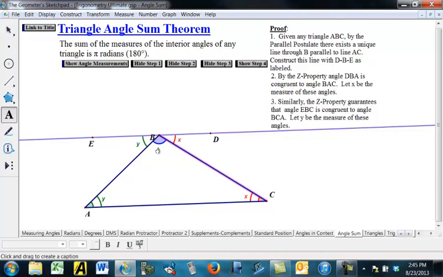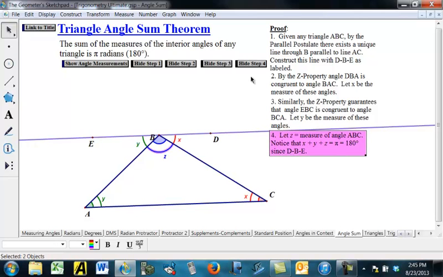Now look what happens here. If you look right here, we have a straight line, and we have X plus Y plus this blue angle B. They all must add up to the same as the measure of a straight angle, which is pi radians, or 180 degrees. And so we know X plus Y plus Z equals pi, or 180 degrees, because D-B-E means B is between D and E, and you have a straight line there. And so we see that it has to turn out to be a straight line.